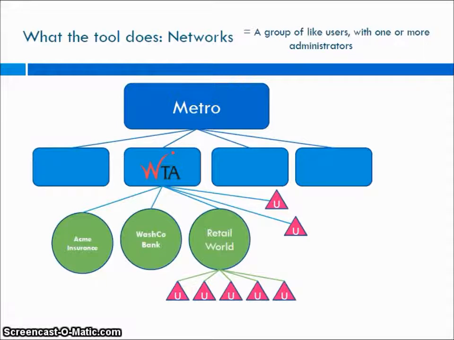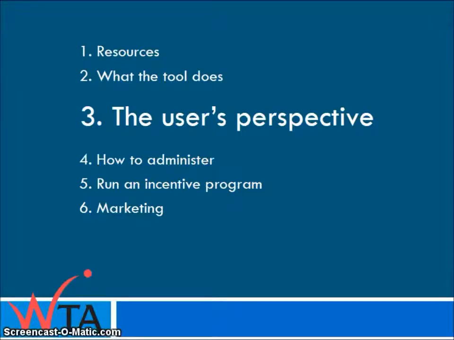Let's say you're a company that doesn't have the time to set up a network or doesn't have the interest or the resources. Users can still be in Washington County. They'll be under the Westside Transportation Alliance network, but they wouldn't be able to match with people just in their organization. So that's just a really quick overview of what the tool does.